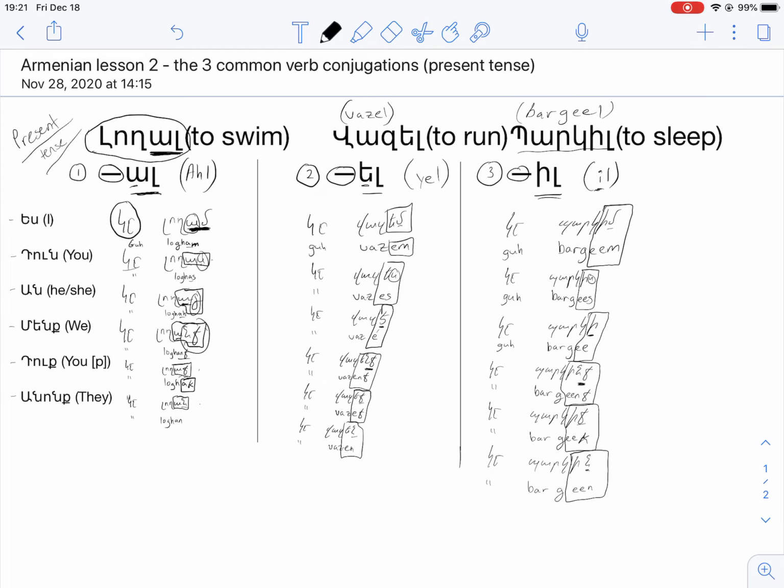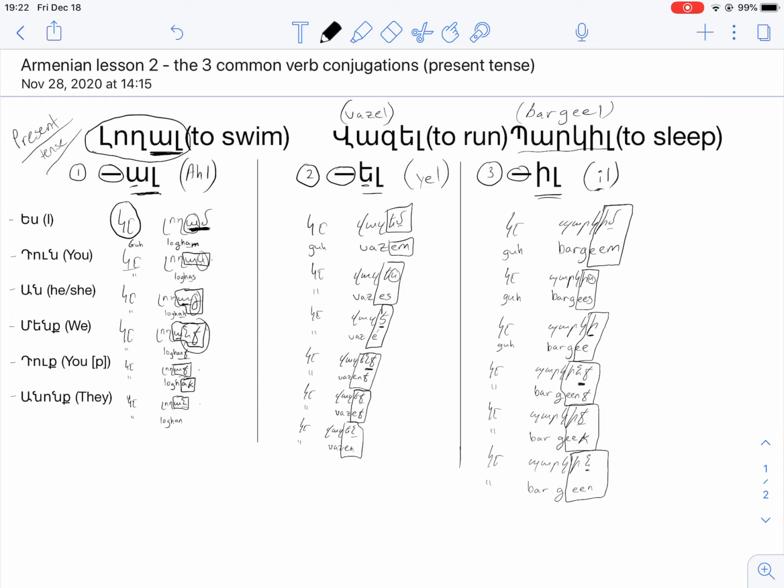So let's get started. In this video, we're gonna be covering the 3 common verb conjugations in the present tense in Armenian. Now, why are there 3 possible conjugations in the present tense? Why can't there just be one? That's a good question. The answer is that there are 3 possible endings that a verb in the infinitive form can have. And depending on the ending that a verb has, it follows a different conjugation scheme.